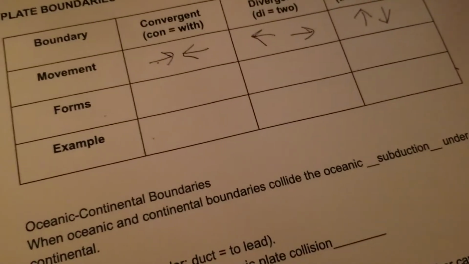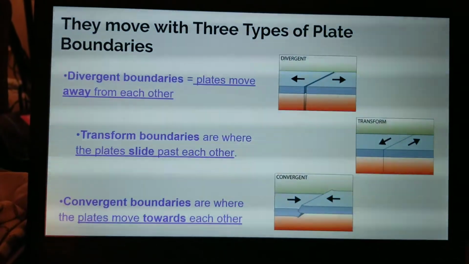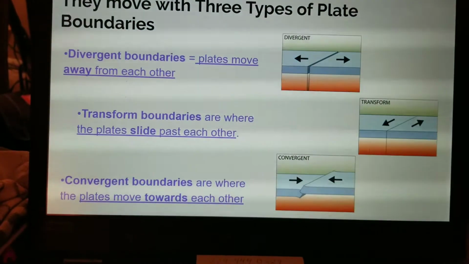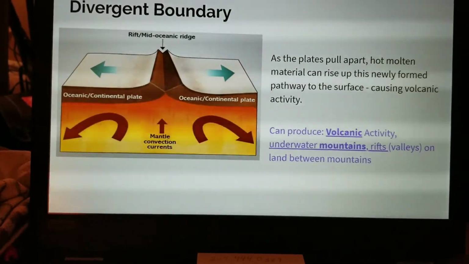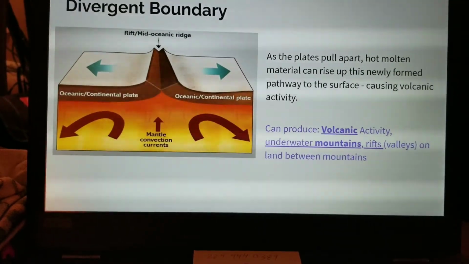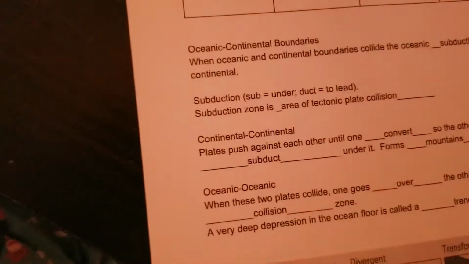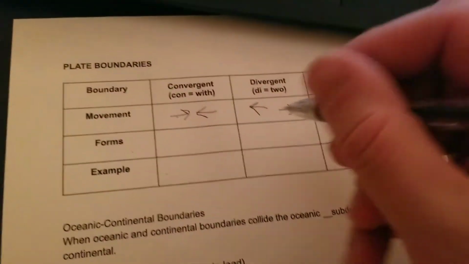So let's look at the notes. What do we got? Had this. Plates move away, toward, apart, or slide. Okay? Convergent, we can give volcanic activity, mountains, rifts, valleys. So all sorts of options for divergent. The forms.